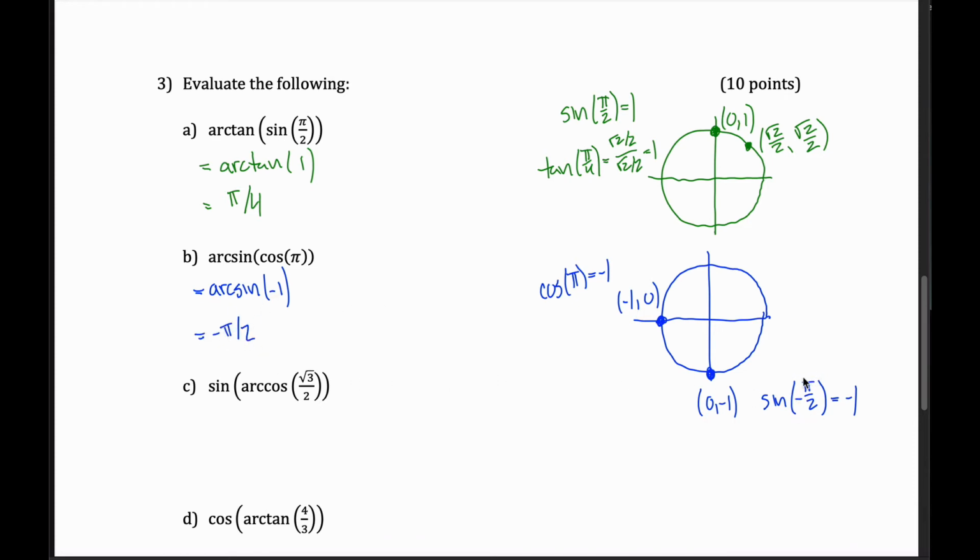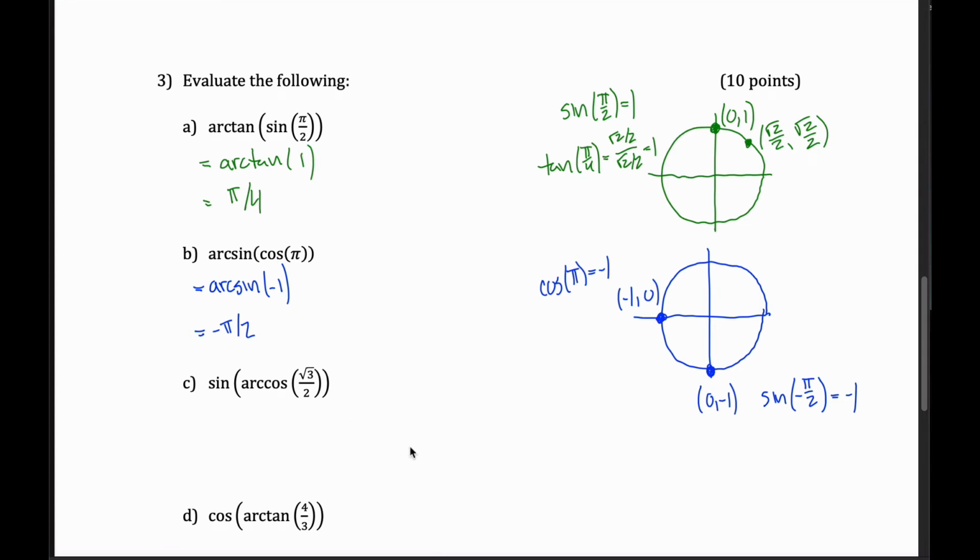And you're like, whoa, weird that you're calling it negative pi over 2. I'm used to referring to this point as 3 pi over 2. And that's true, but remember that we restrict the range of arcsine to only include values from negative pi over 2 to positive pi over 2. So my answer has to be a number in that range. 3 pi over 2 is not within that range. Negative pi over 2 is the answer, and I can move on to part C.